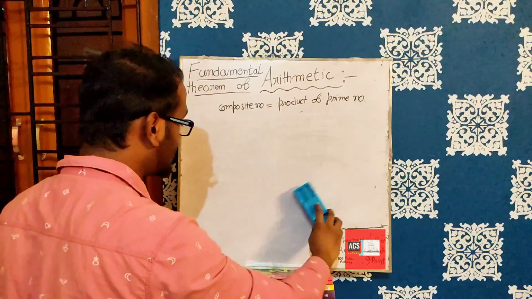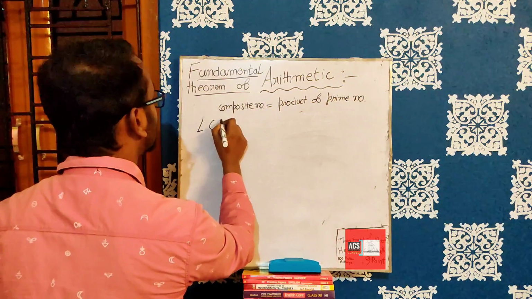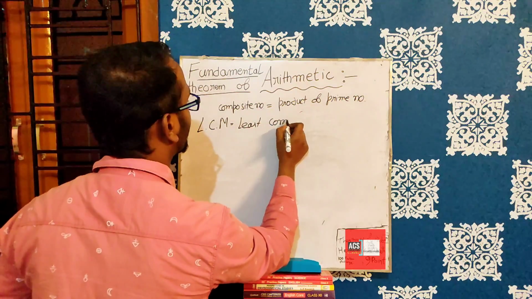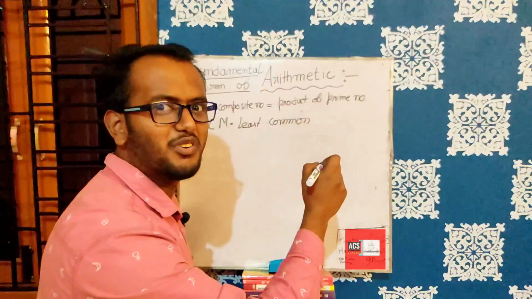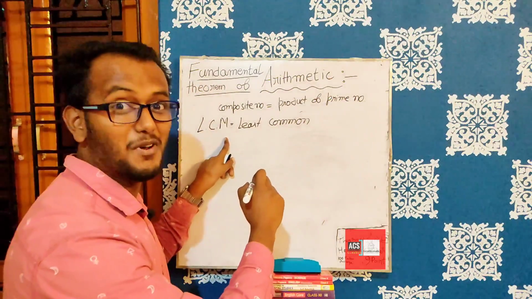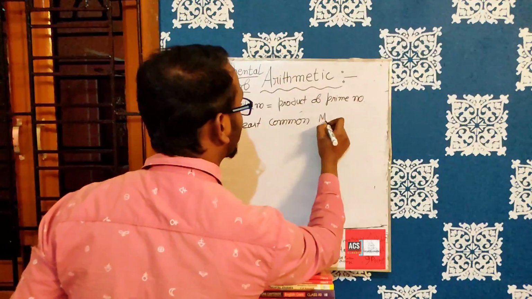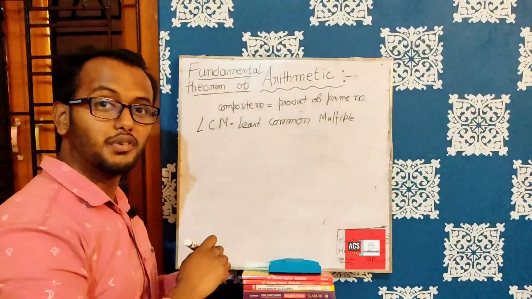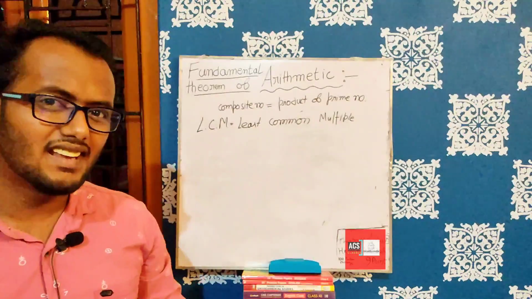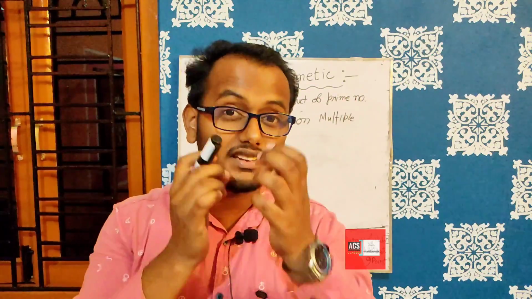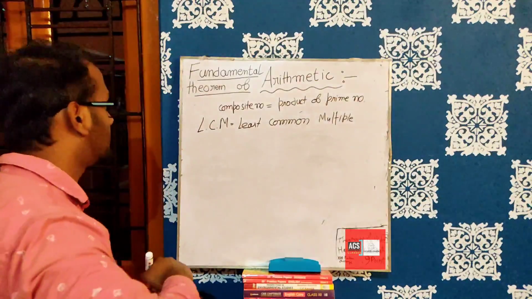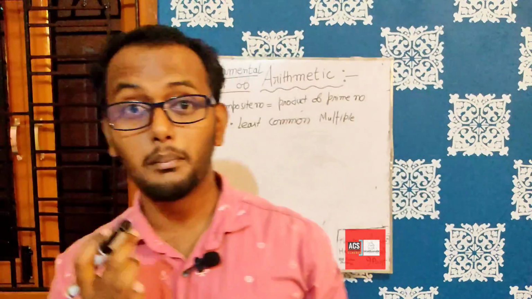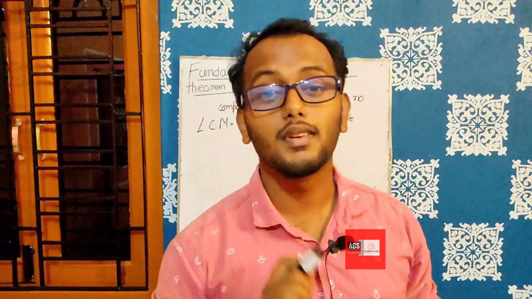So say, what is LCM? LCM means least common multiple, M for multiple, not factor. I know all of you know what a multiple is, but I guess there are a few who don't know what multiples are. Simply, multiple means numbers that come in the table of that particular number.